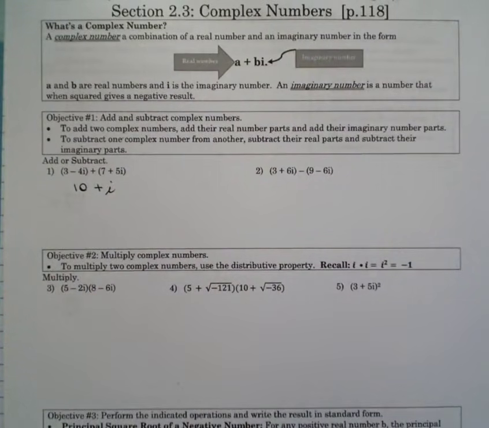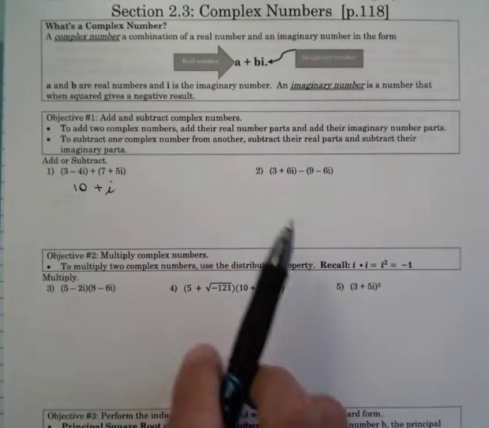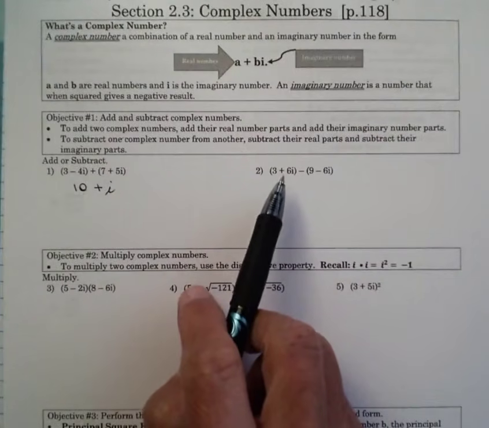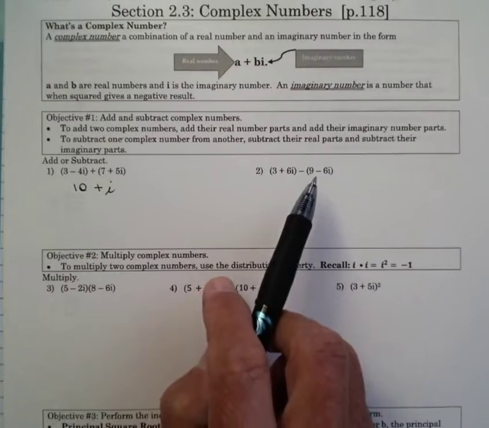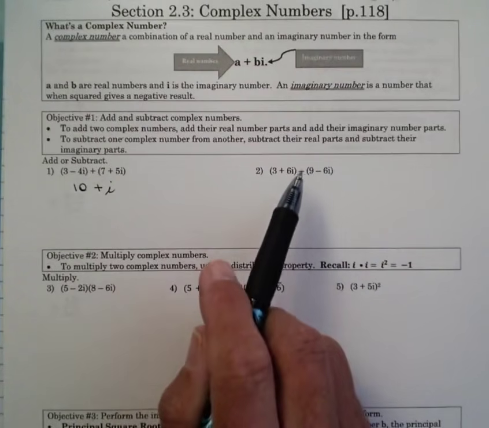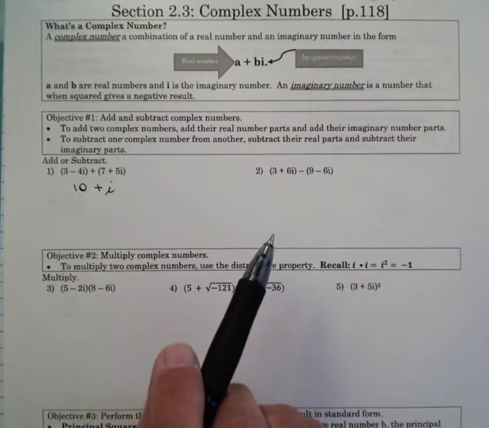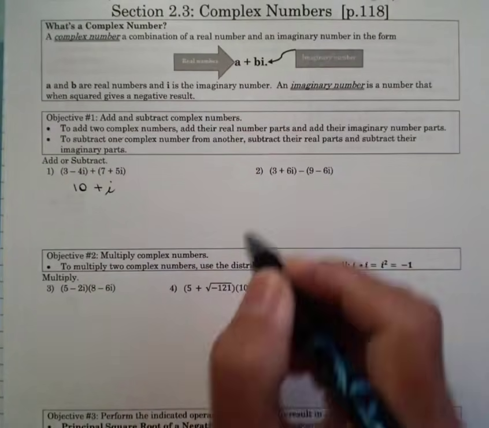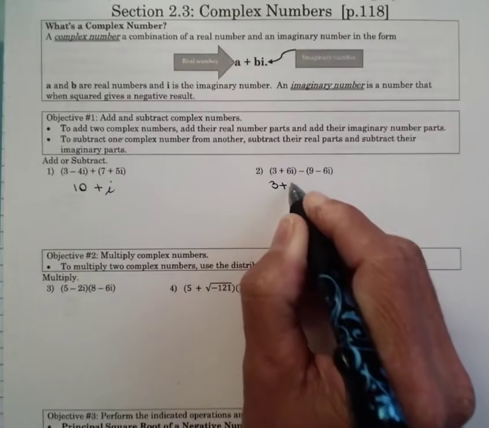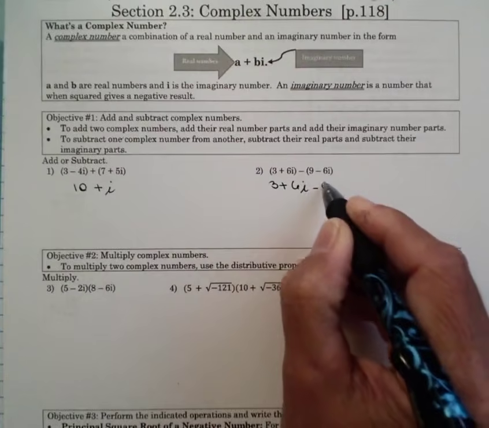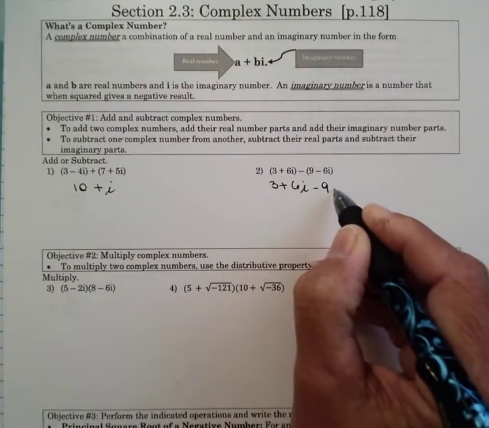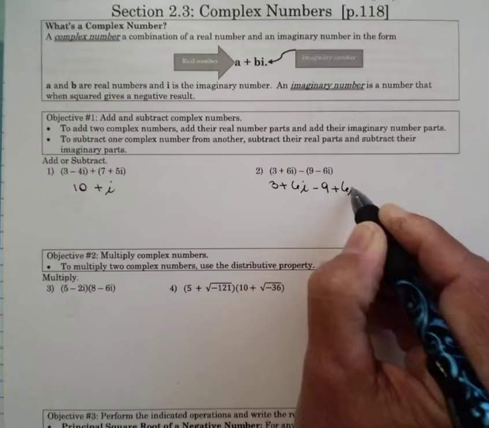Now they want the answer to be written in that format, which is the real number first plus the imaginary number next. Now let's talk about the next part. The next type is where we are going to subtract a complex number from another complex number. This time we do have to distribute the negative. So let's go ahead and write the first one down. And let's take the second one and say -9 minus that -6i gives us a positive 6i.